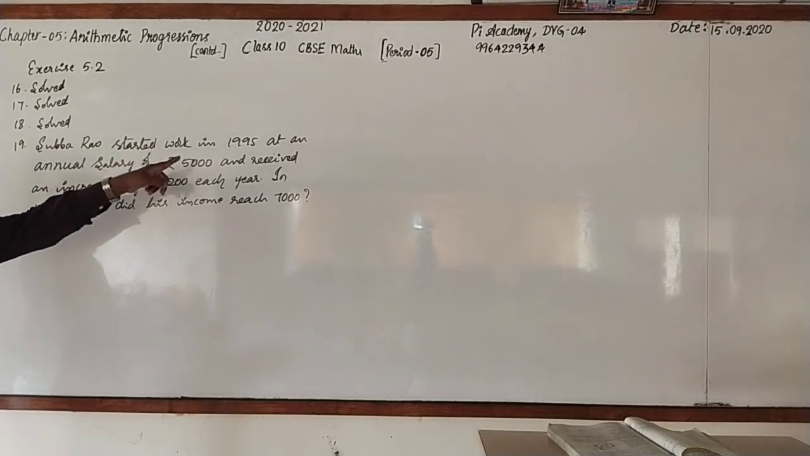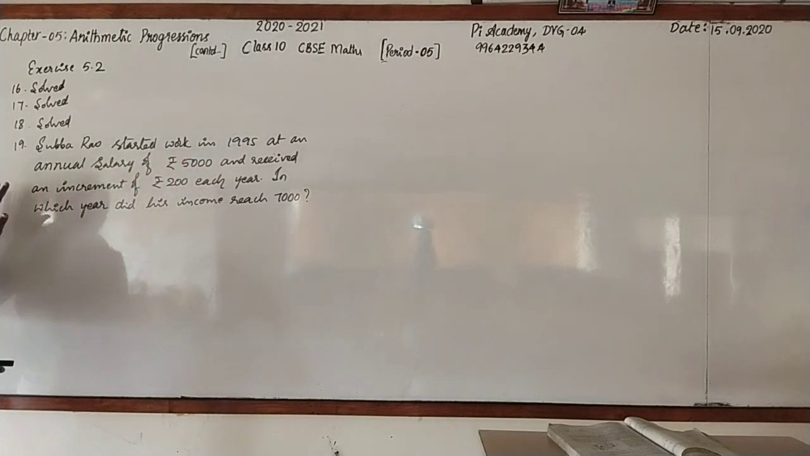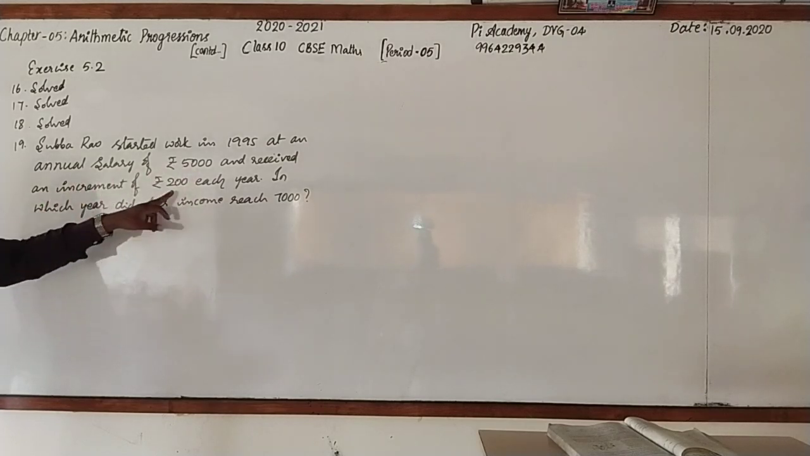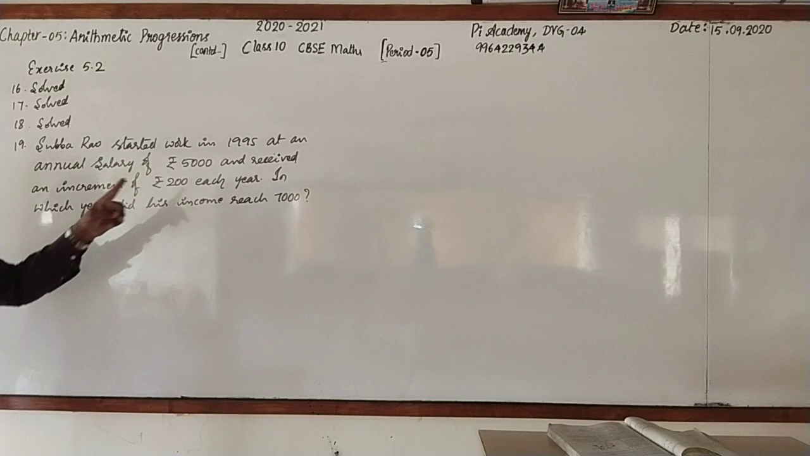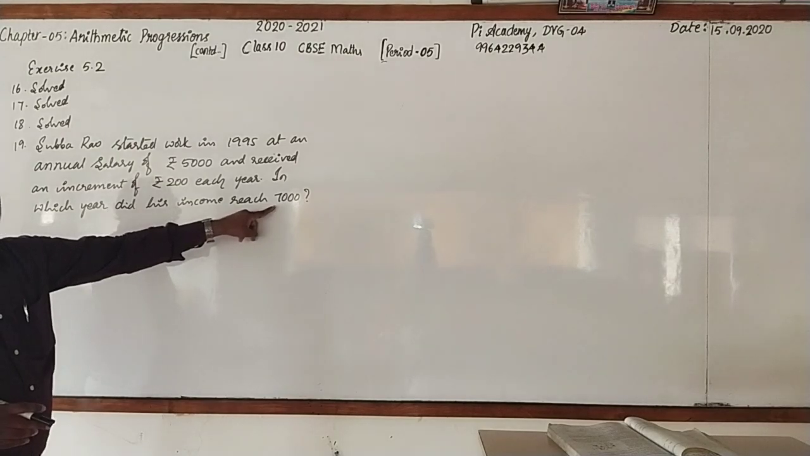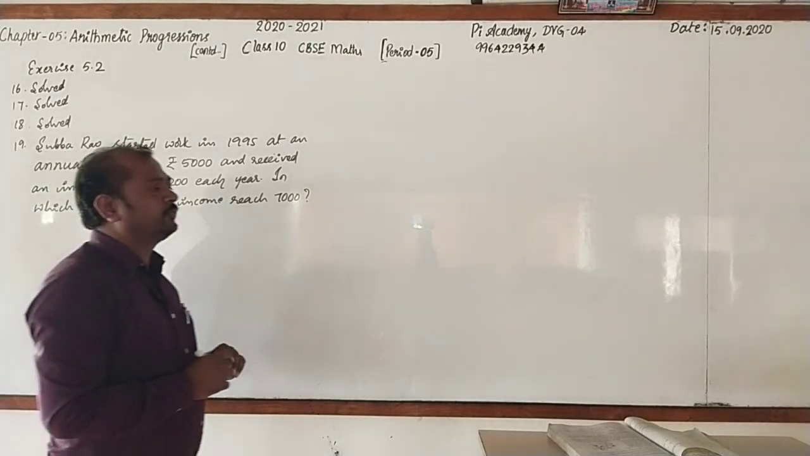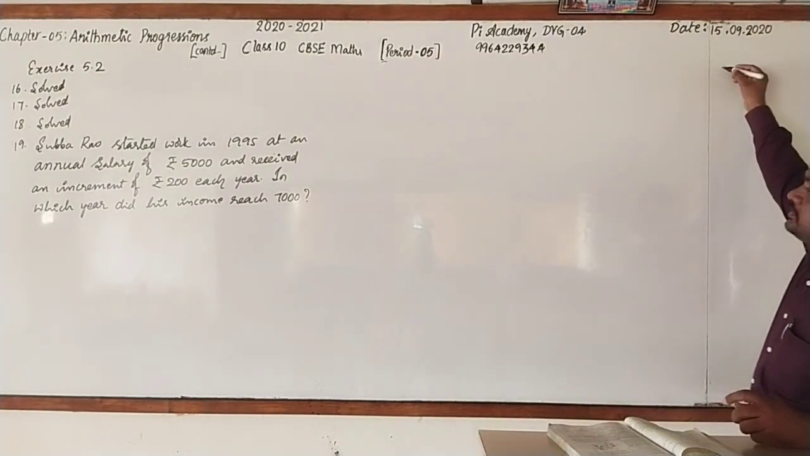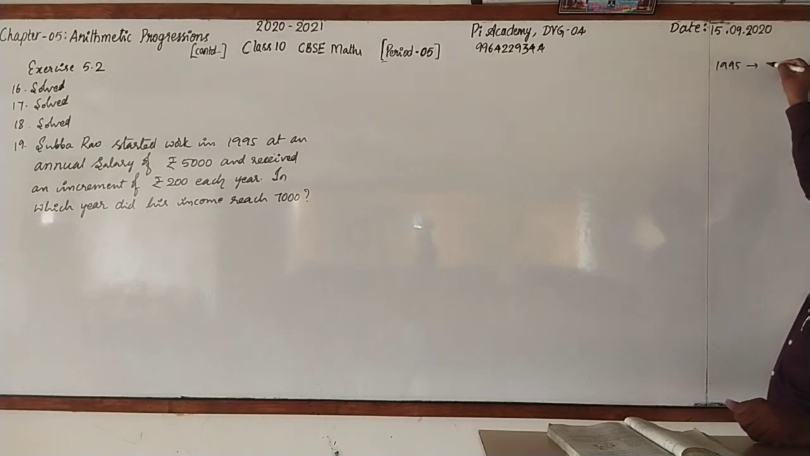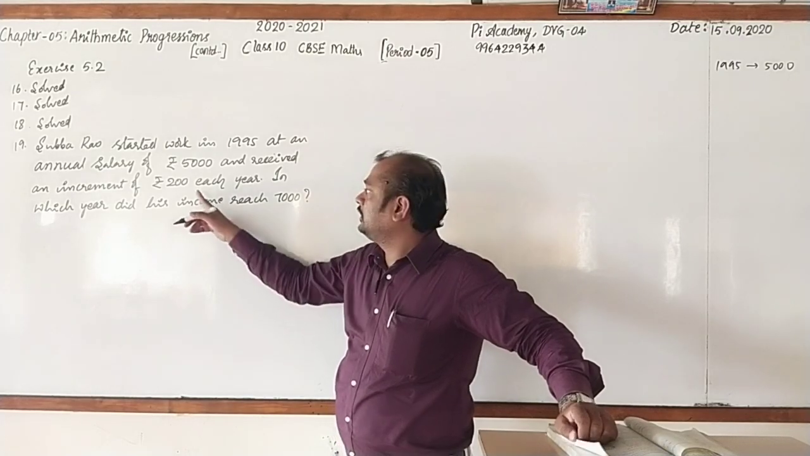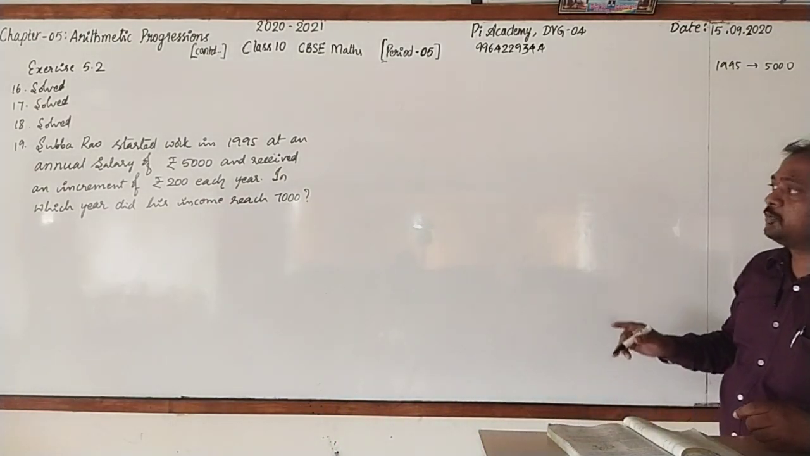Subbarao started work in 1995 at an annual salary of rupees 5,000 and received an increment of rupees 200 each year. In which year did his income reach 7,000? Followed? Very simple. If you want to calculate that generally, see that in 1995 his salary was 5,000. Then they are asking in which year his salary will be 7,000 if his yearly increment is rupees 200.